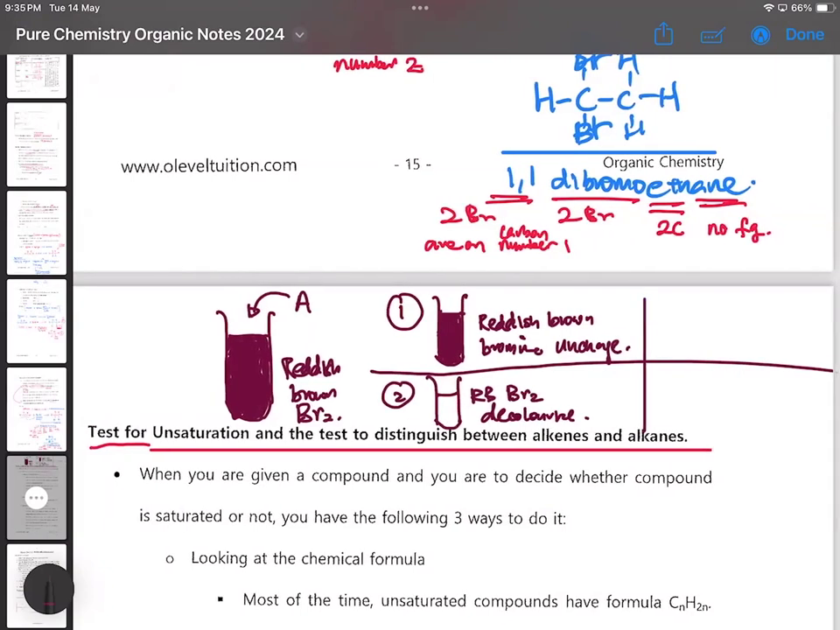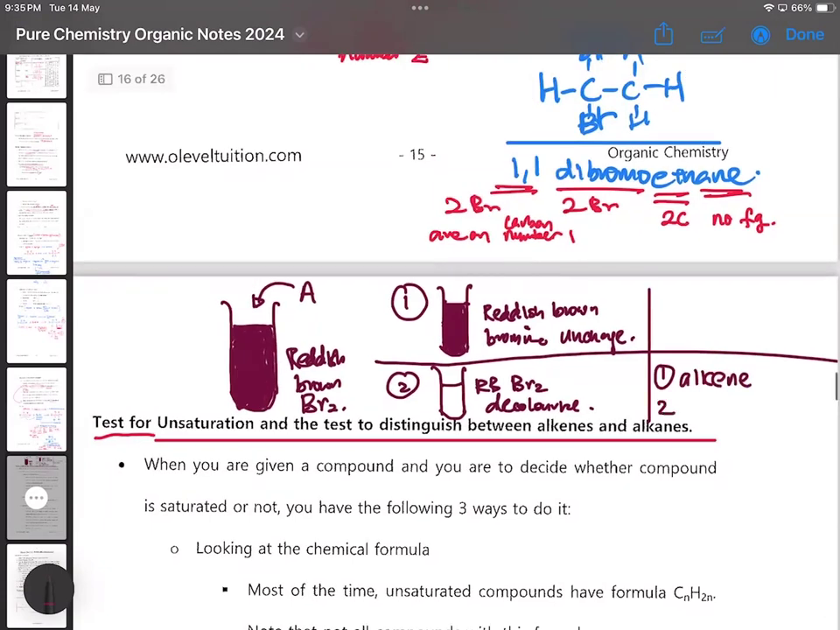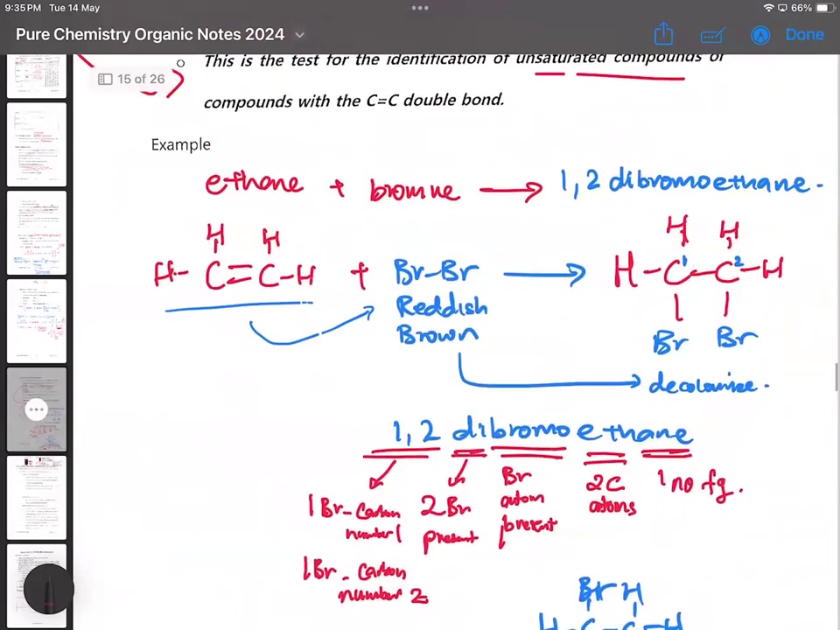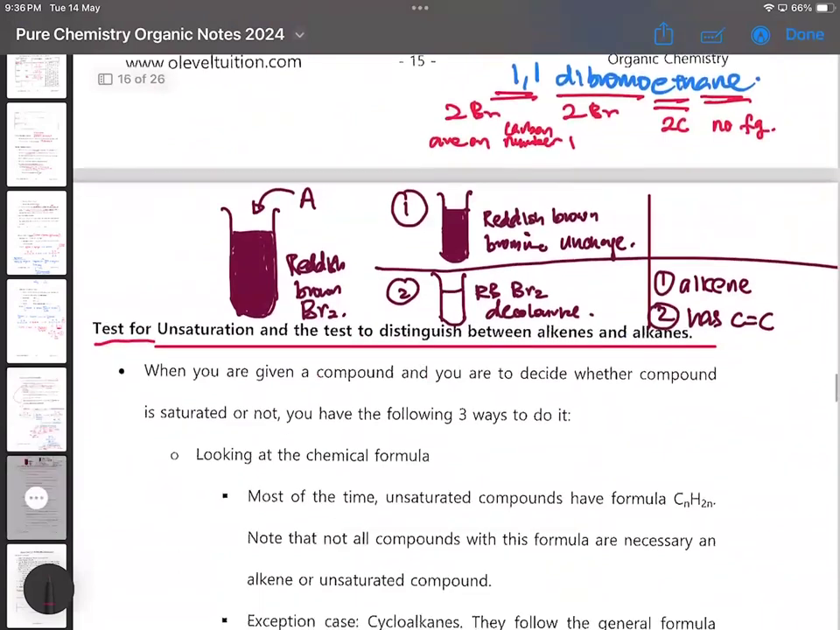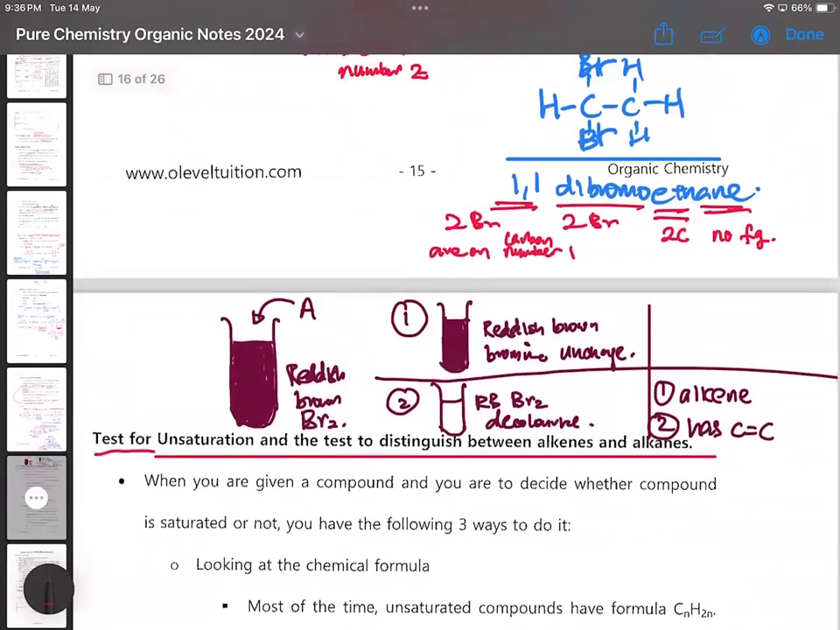When it decolorizes, my conclusion will be number 1, it could be an alkene, the one with the CC double bond. Number 2, it has a CC double bond. Okay, like what we did over here. With the CC double bond, it will react with the bromine, it will break the double bond, it will break your bromine, then it decolorizes. So when your bromine decolorizes after A is added to it, it means that it's either an alkene, it has a CC double bond, or number 3, our conclusion will be it is unsaturated. Remember, unsaturated means that it has a CC double bond.